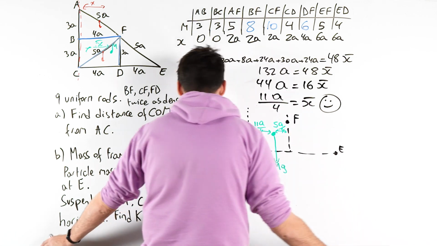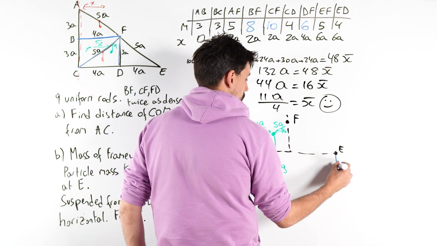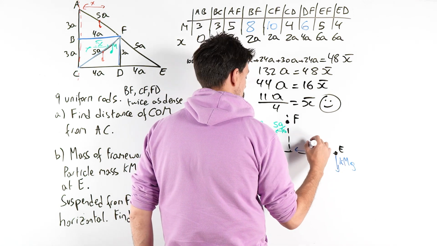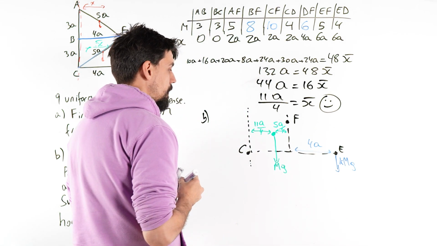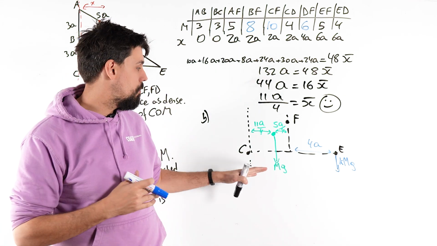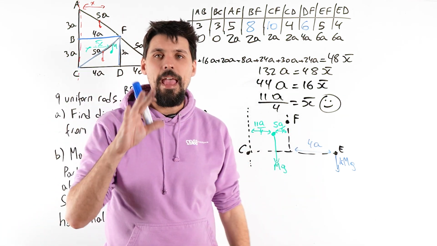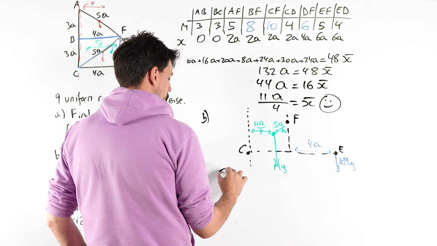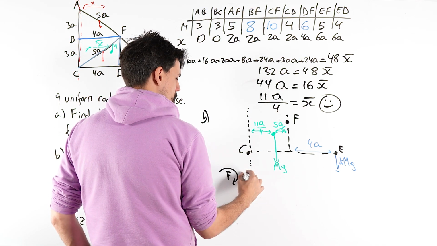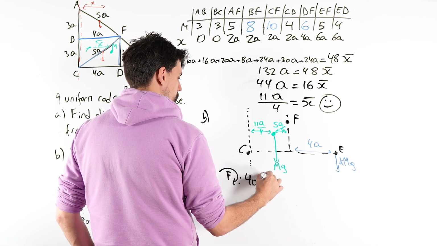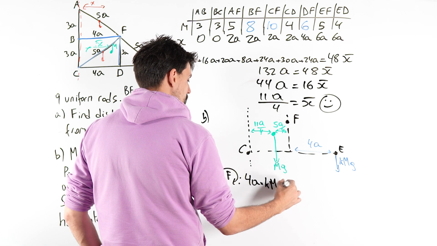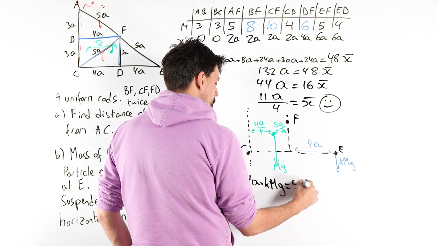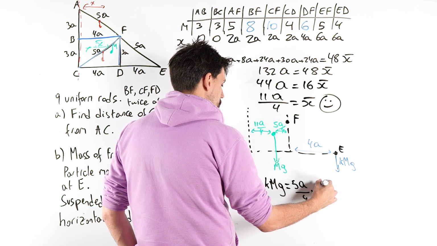And at the same time, I'm going to hang a particle here, kMg, and that distance there is 4a. Now, if it hangs in equilibrium with this horizontal, these distances give me everything that I need. So let's take moments about F, which tells me that 4a times kMg is equal to 5a over 4 times Mg.